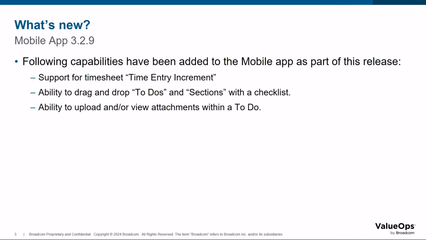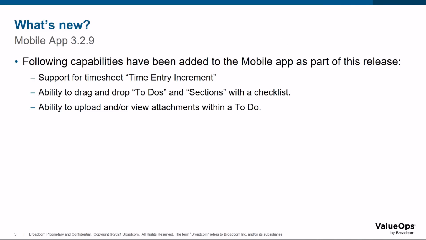In the previous version of Clarity, we had introduced this capability in Clarity itself, where when entering time, the administrator can specify a time increment, so that the hours or the FTE that the user enters get incremented in terms of either 0, 0.25, 0.5, 0.75. That same functionality is now going to be supported in the mobile app also.